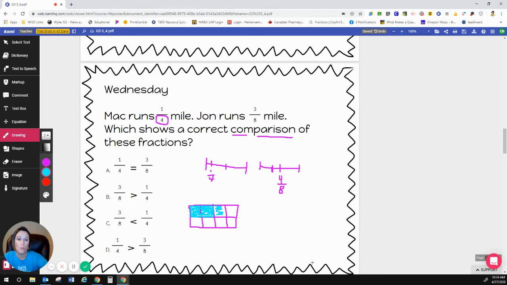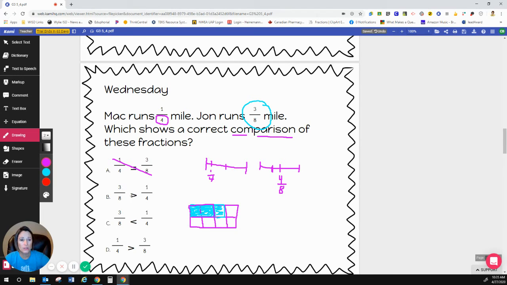So thinking through that, which was more, 1/4 or 3/8? Yeah, that 3/8 is worth more, okay? So let's look at our comparisons. 1/4 is the same as 3/8. Well, we found that 1/4 was the same as 2/8, so that doesn't work.